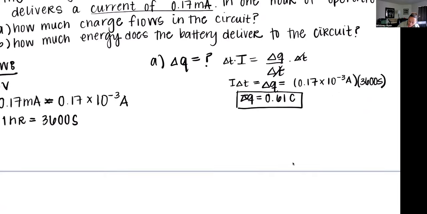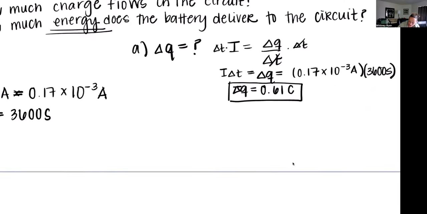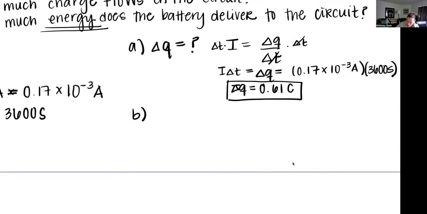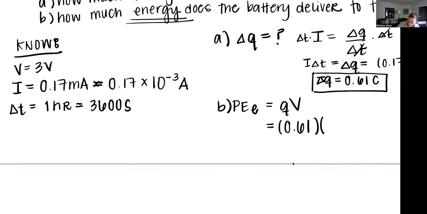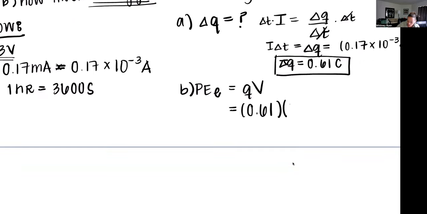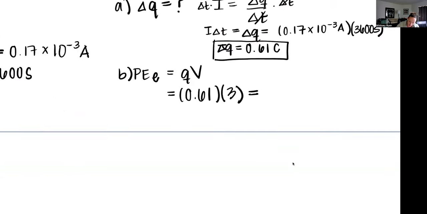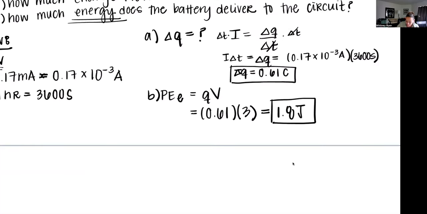The second part is how much energy does the battery deliver to the circuit? In terms of charges, the only energy we've learned is PE, and that equation is Q times V. I know Q now, how much charge moved in that time, and the potential difference across the circuit was 3 volts. So I know how much energy was delivered to that circuit in that time. Plug that in and you get 1.8.